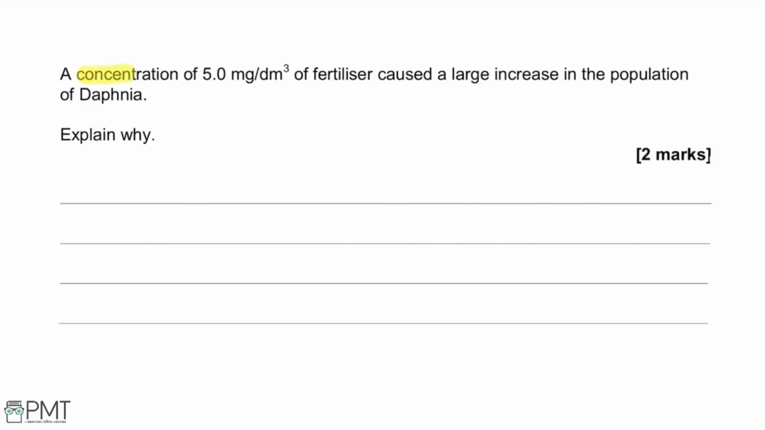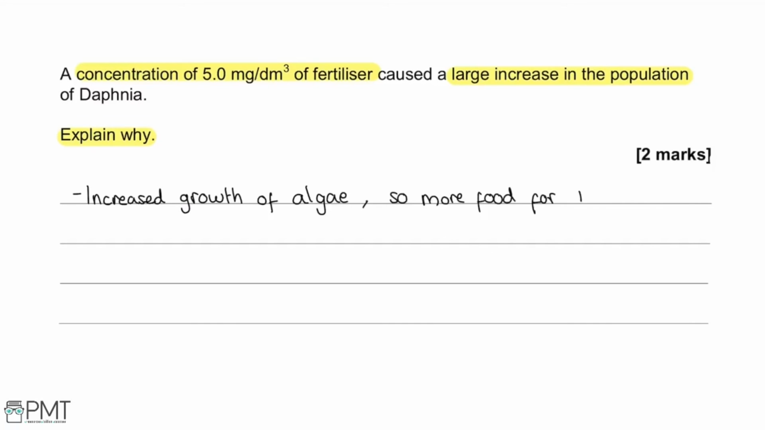A concentration of 5.0 milligrams per decimetre cubed of fertiliser caused a large increase in the population of Daphnia. Explain why. So what's happened here is the fertiliser has fertilised the algae and it's caused it to start growing really quickly, and we've got lots of it in the pond. So this means that there's a surplus of food for the Daphnia and they're able to eat plentifully.